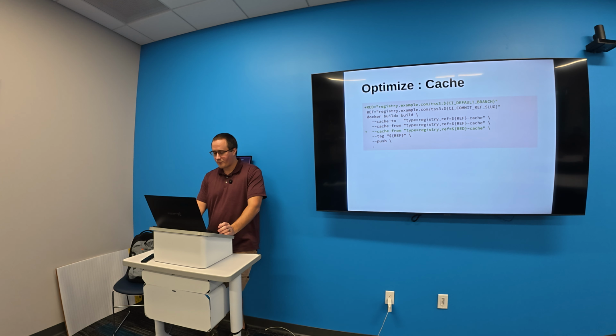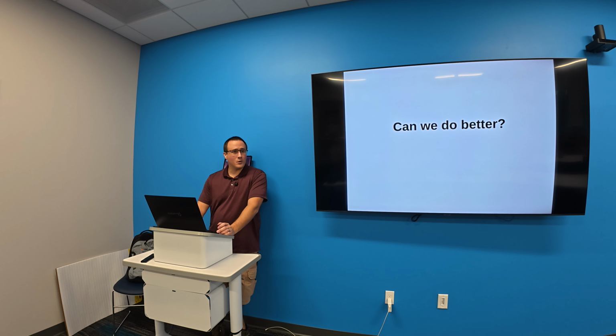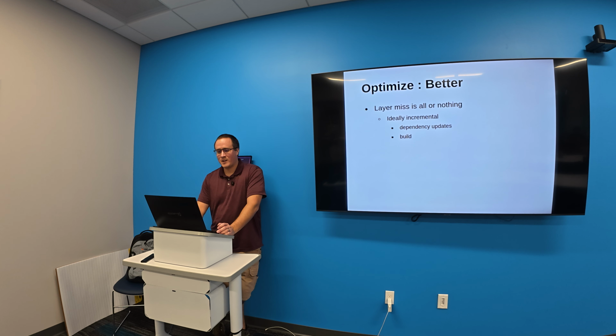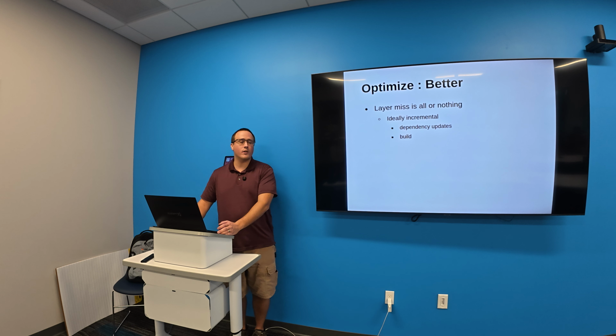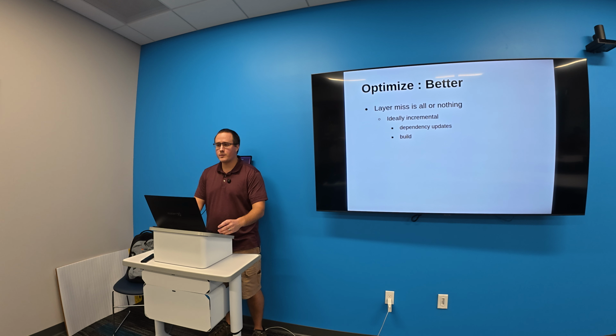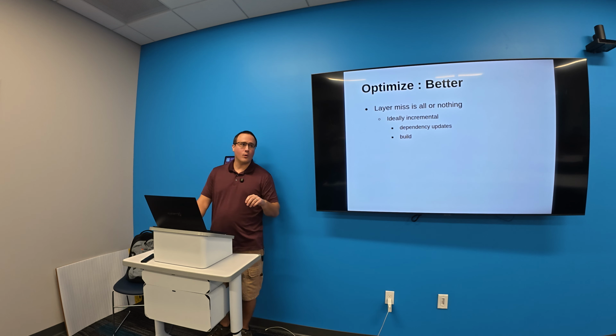So that's nice. But of course, can we do better? So right now, with what we have, we've basically limited the scope of our layers and when we have to rebuild them. So it's pretty good. The problem is, anytime we invalidate one of the layers, we still have to rebuild the whole thing.